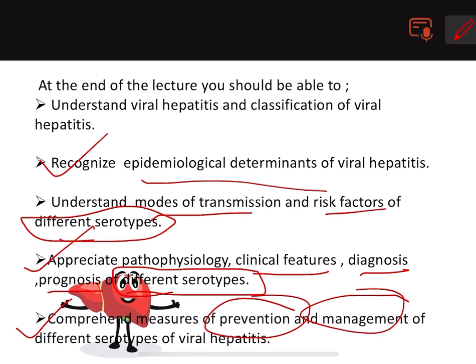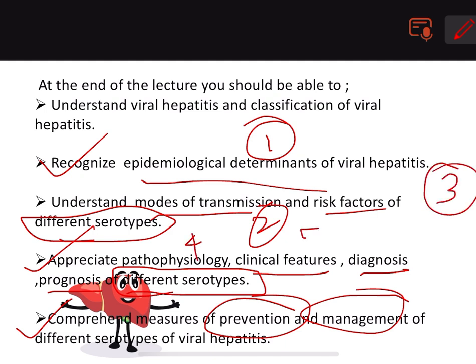So, what are the things we are going to see? That is: 1. Epidemiological determinants, mode of transmission, risk factors, pathophysiology, clinical features, diagnosis, prevention, and management.